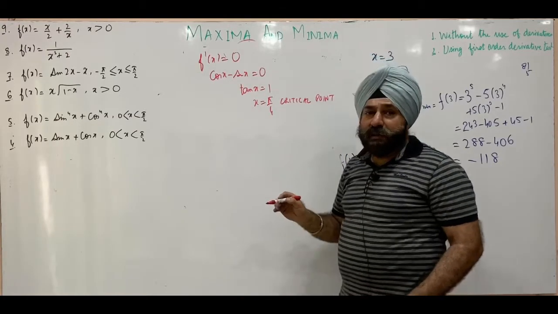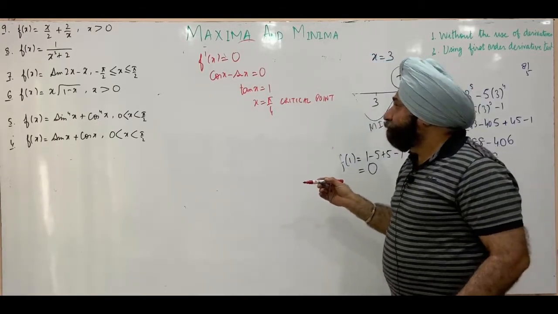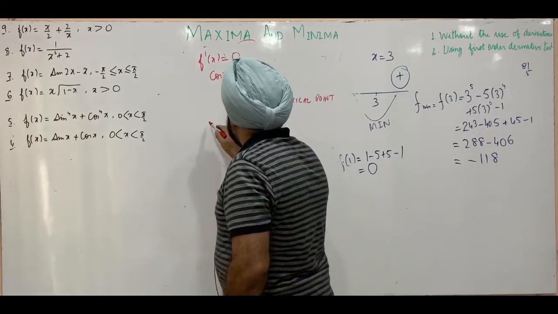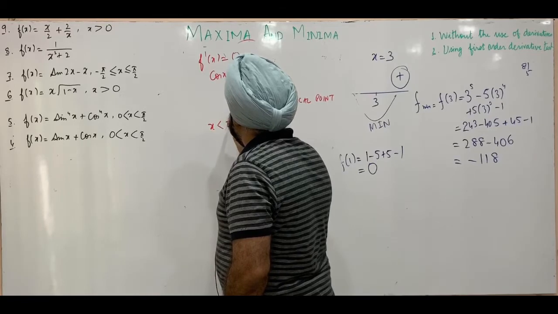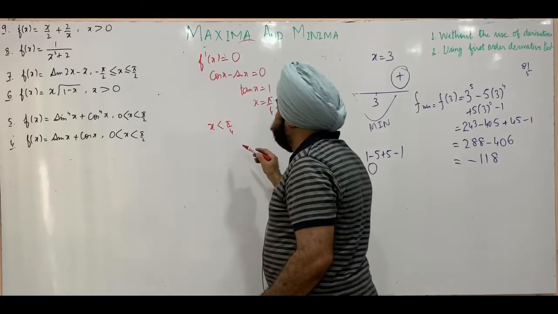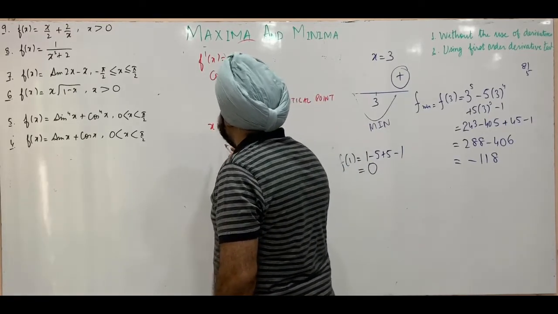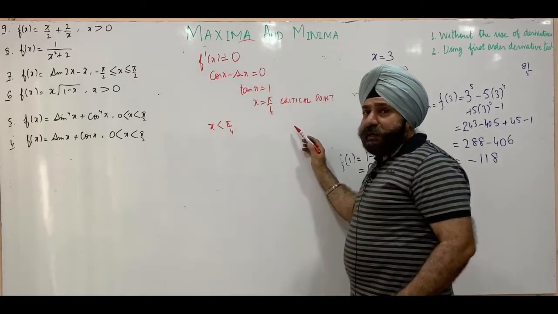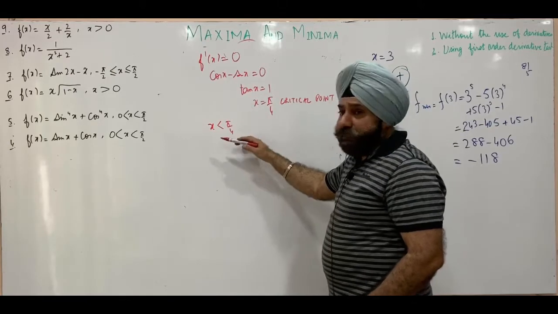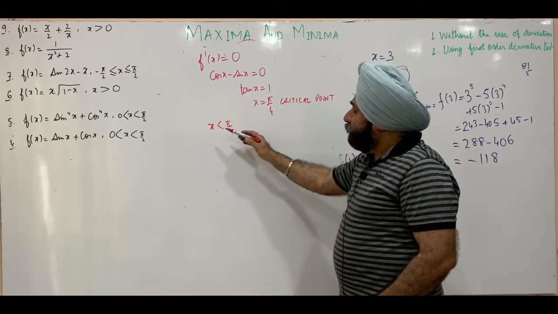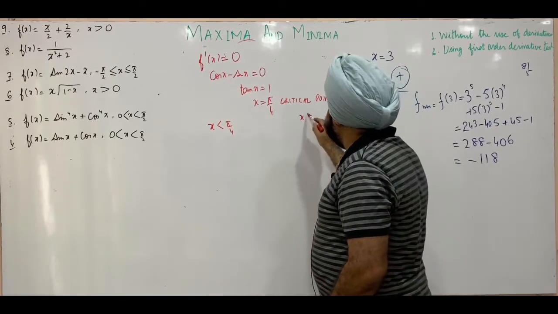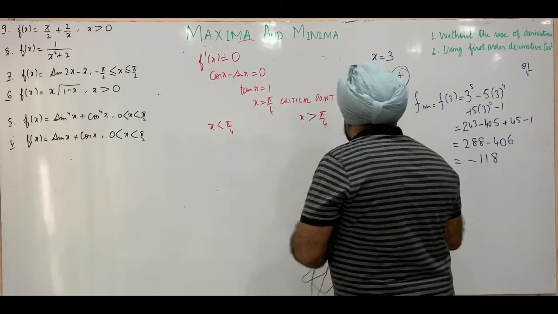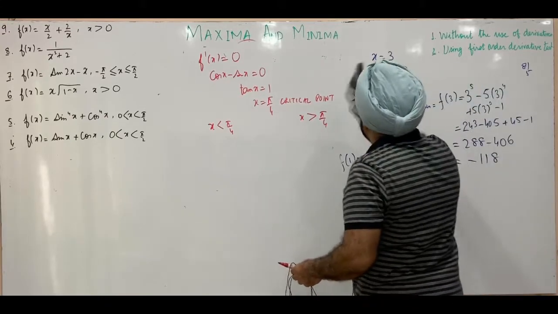This may be a point of maxima or a point of minima. We have to use the first order derivative test. We have to see the sign of the derivative of the function before x equal to pi by 4, that is for x less than pi by 4, and for x greater than pi by 4. So we can do it like this.